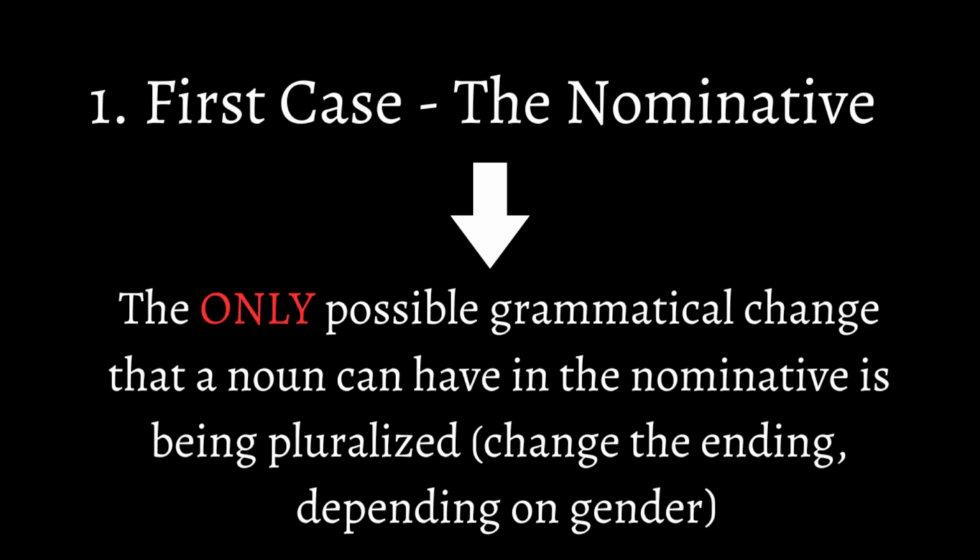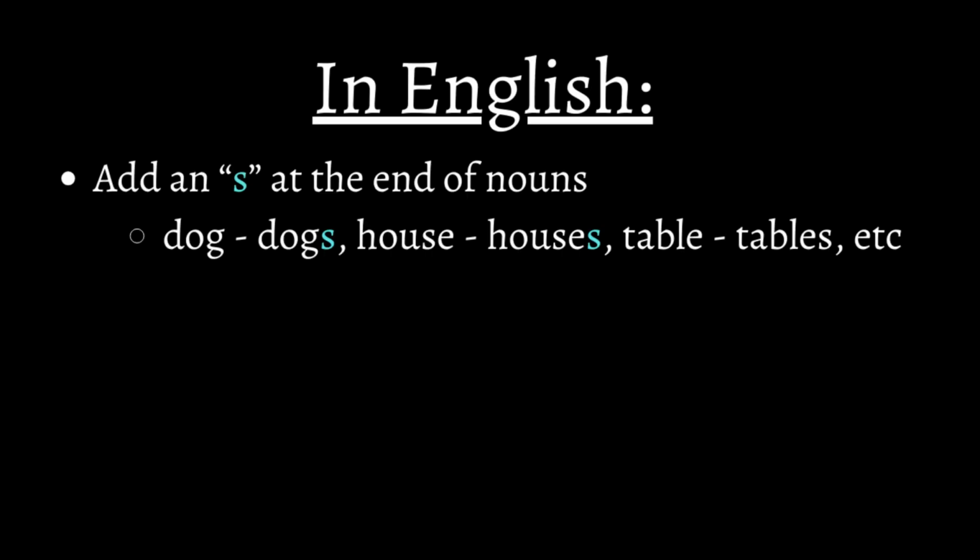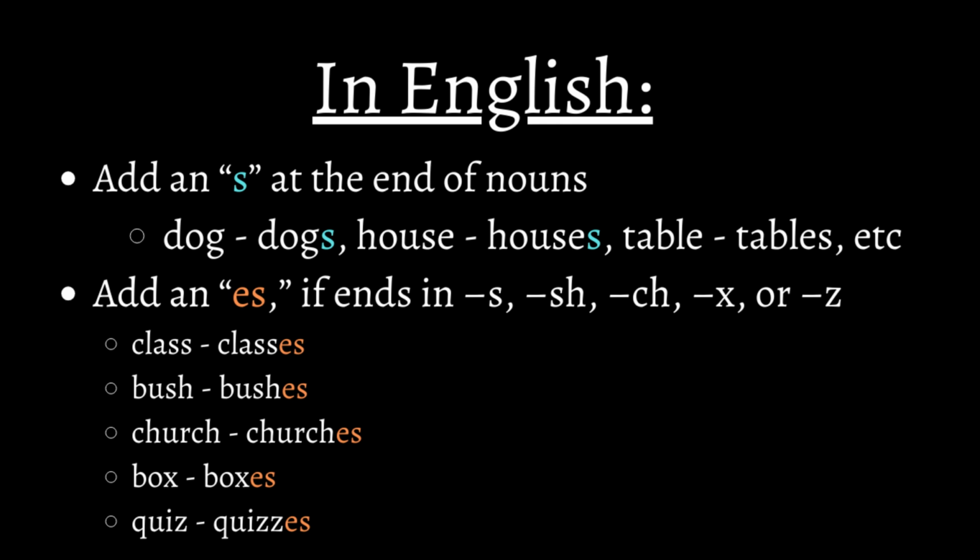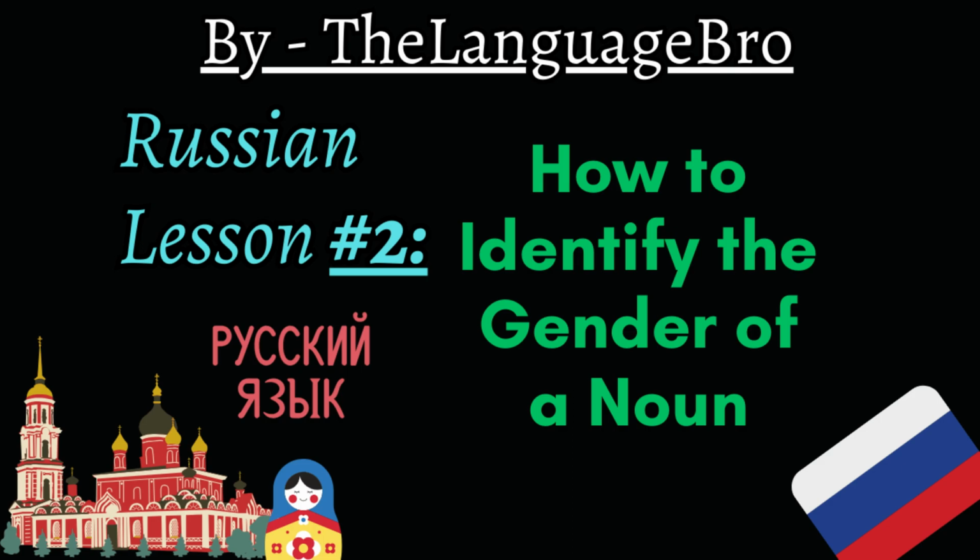To pluralize a noun in the nominative, you only need to change its ending under the gender of the noun. In English, it's very simple because we add an s at the end of nouns, aside from adding es to nouns that have the following endings. In Russian, there are more ways to pluralize nouns, and I already made a video talking about how to know the gender of a noun.